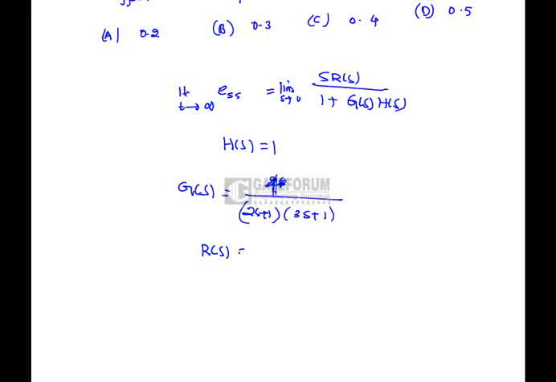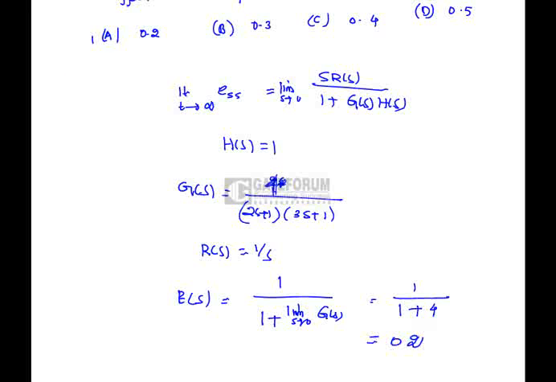Here r of s is 1 by s. Hence steady state error ess equals to 1 by 1 plus limit s tends to 0 of g of s, which is nothing but 1 by 1 plus 4, which is equals to 0.2. Hence option A is correct.